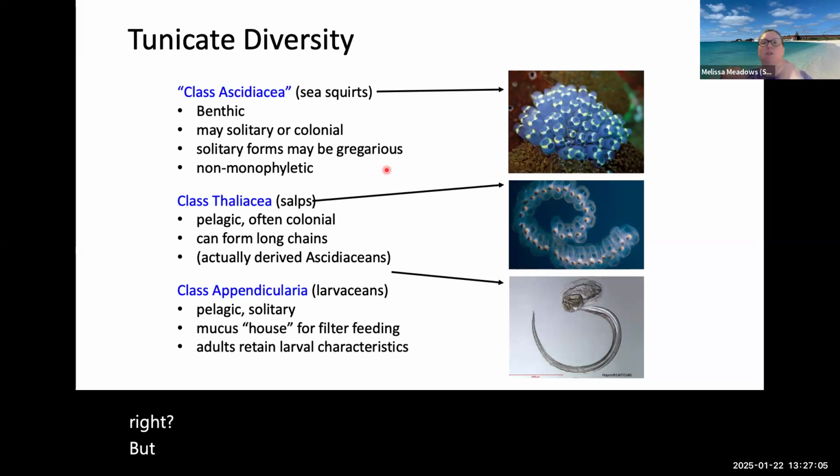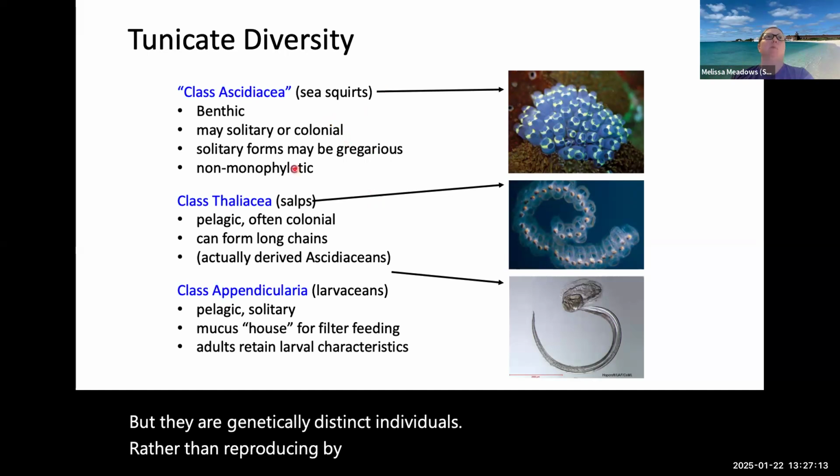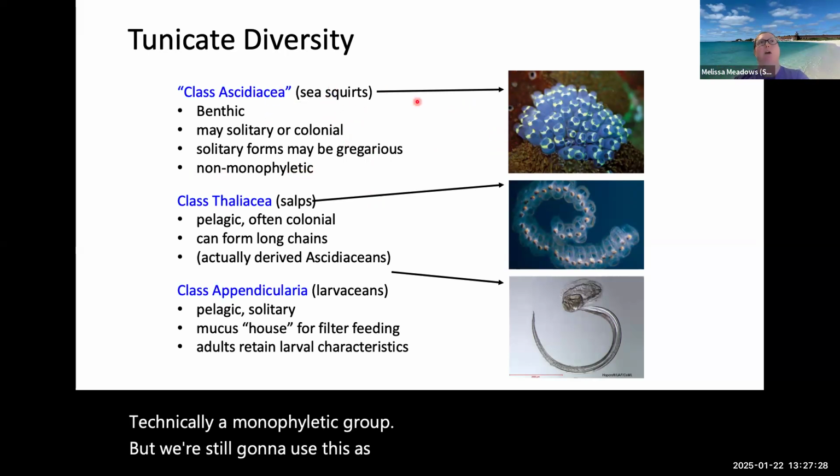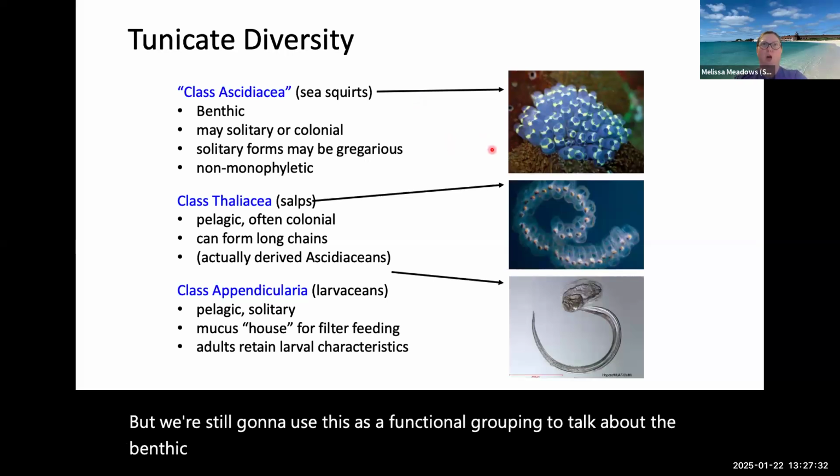But they are genetically distinct individuals, rather than reproducing by cloning. This group Acidiacea is not technically a monophyletic group, but we're still going to use this as a functional grouping to talk about the benthic tunicates. All right.